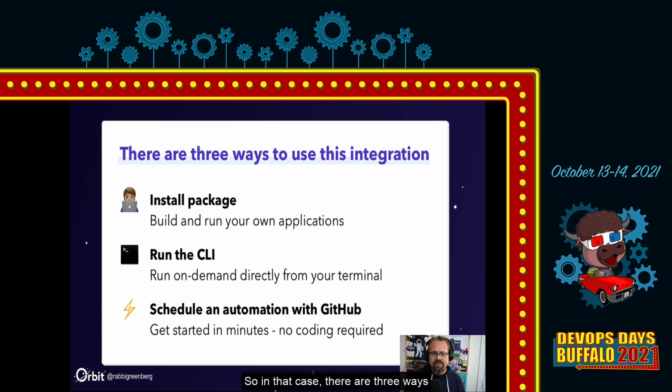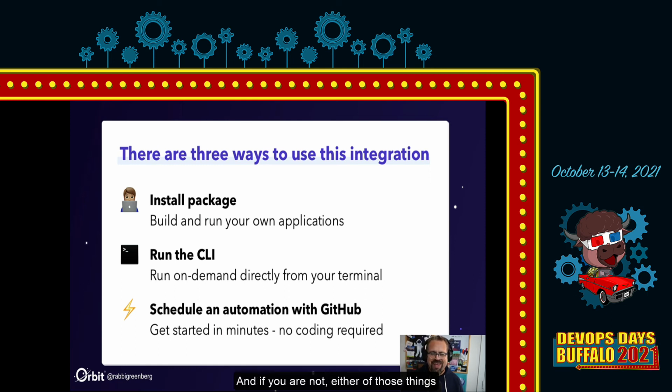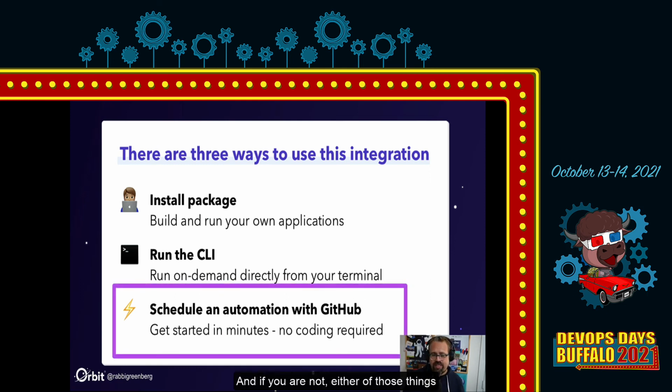So in that case, there are 3 ways to use this integration. And in fact, there are 3 ways to use all of the tools that we built using this paradigm. 1, if you're a developer and you're building your own library, you can install this package and run it in your own app. 2, if you're comfortable using the CLI, you can run the CLI on demand directly from your terminal. And 3, if you are not either of those things, or you are, but you want the convenience, you can schedule the automation with GitHub.